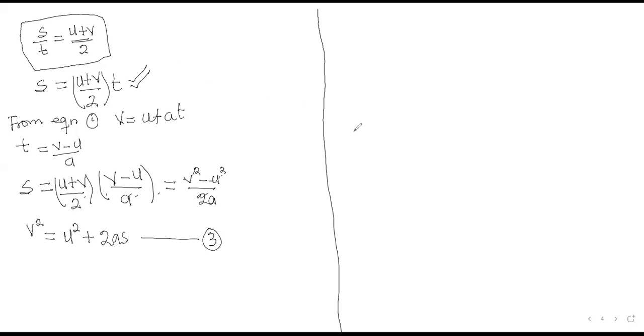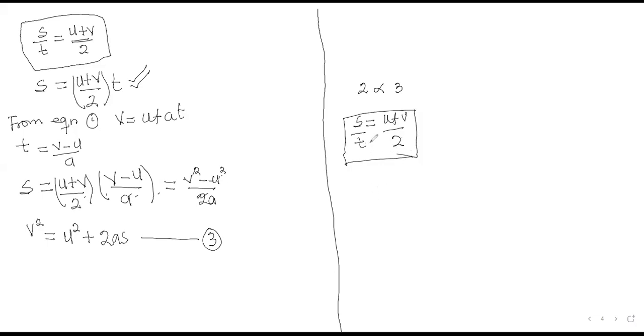All that I said earlier is that the second and third equations of motion just hinge on uniformly accelerated motion. Sorry, average velocity. Once you understand average velocity, which is S on T equals U plus V on 2, this is what enables you to find the third and then the second.